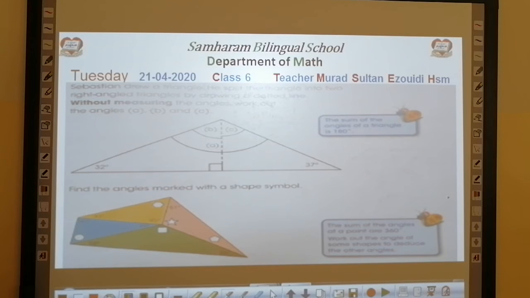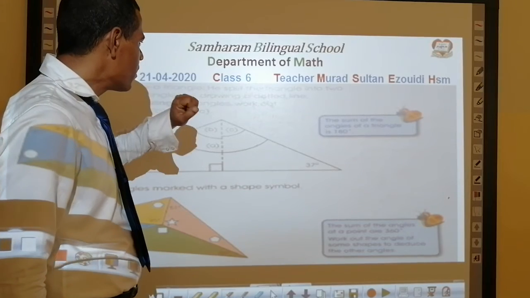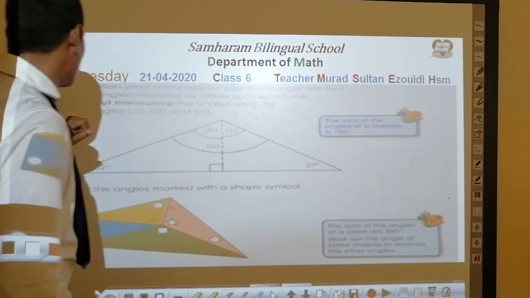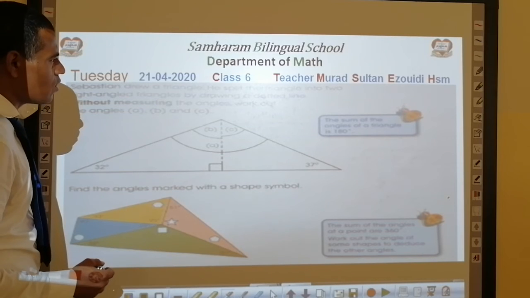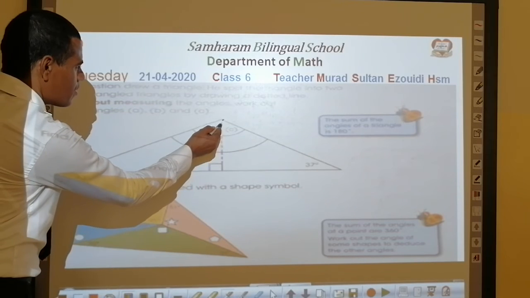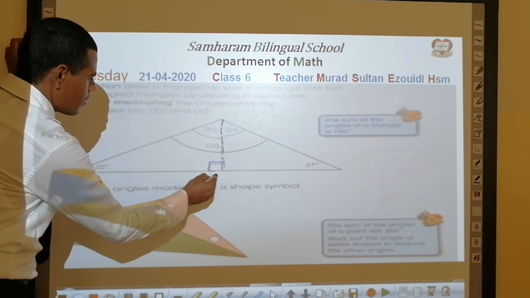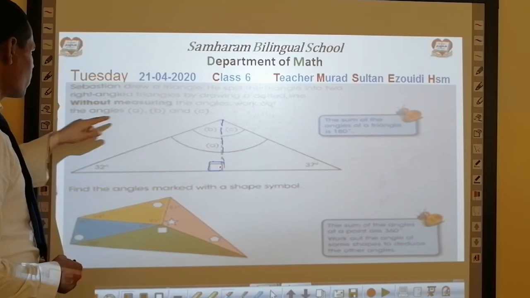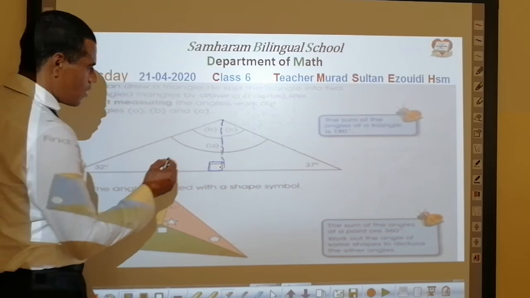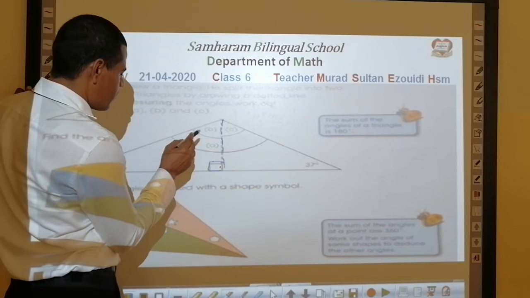The next question. Substein drew a triangle. He split the triangle into two right angle triangles by drawing a dotted line. Okay, this is the dotted line. This is 90. So, without measuring the angles, work out A, B, C.